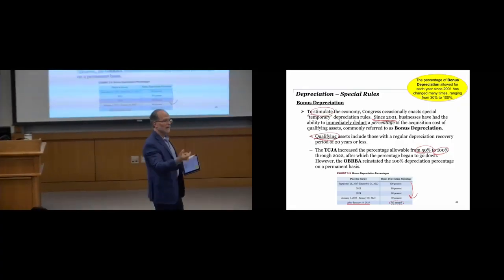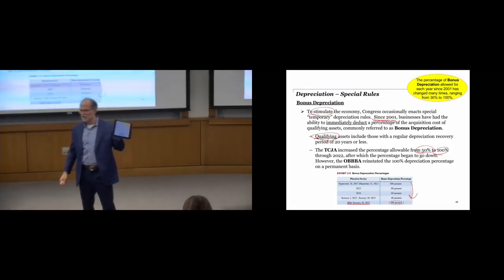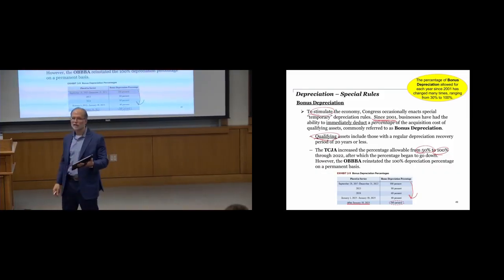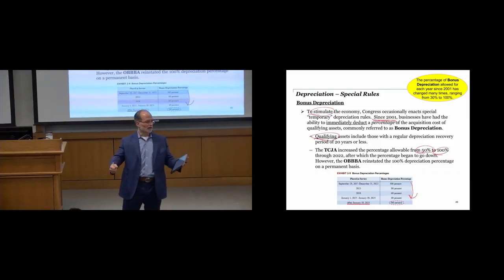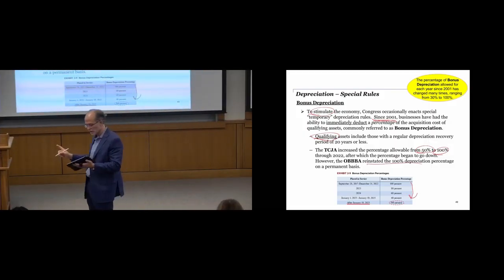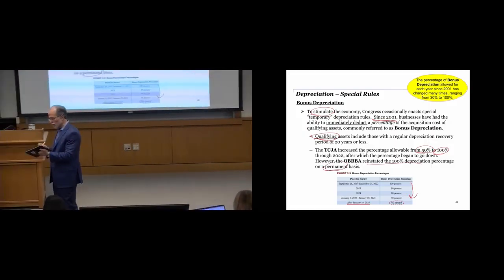What happened from a business perspective? They can read this. They're like, wow, I used to get 100, 80 is still pretty good, but wow, we're getting really low now. What are they doing? They're talking to their congressmen or senators, we need to get this number back up. So as part of the One Big Beautiful Bill Act, it reinstated the 100% depreciation percentage on a permanent basis.